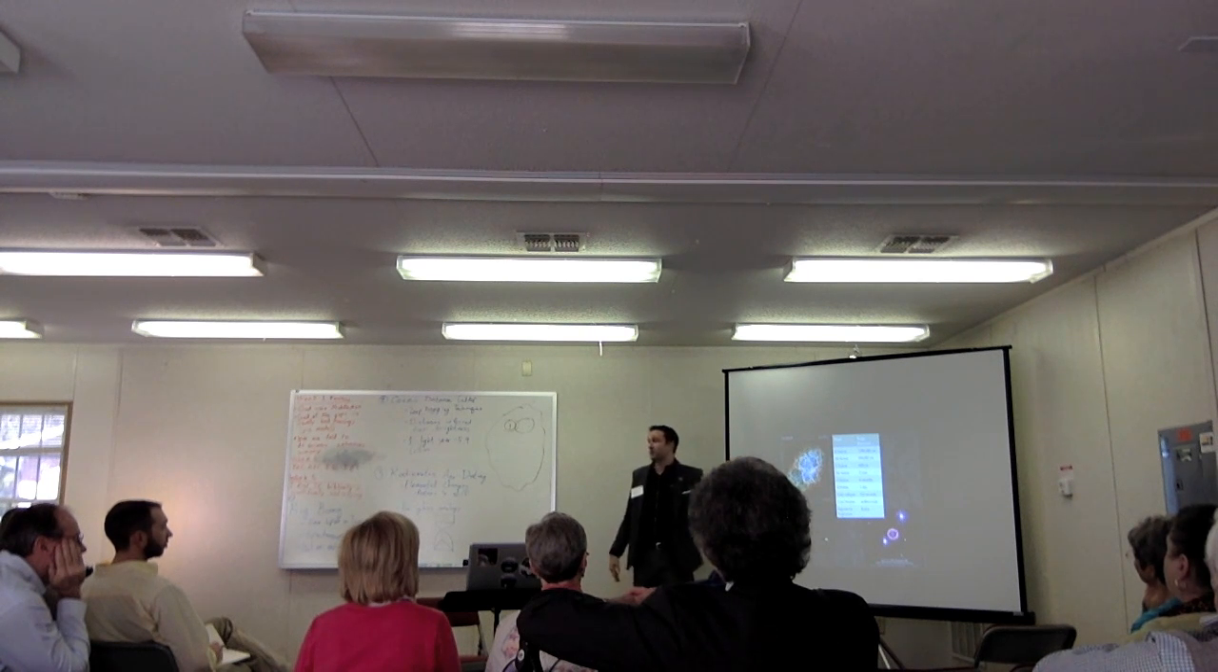This is called a Type 2 supernova. I mentioned a Type 1a supernova earlier. This is a Type 2 supernova. Type 2 supernovae are cool, but they're not useful for measuring distances.